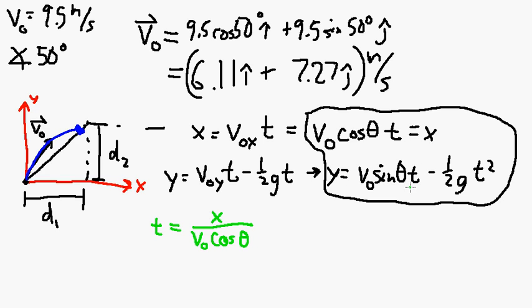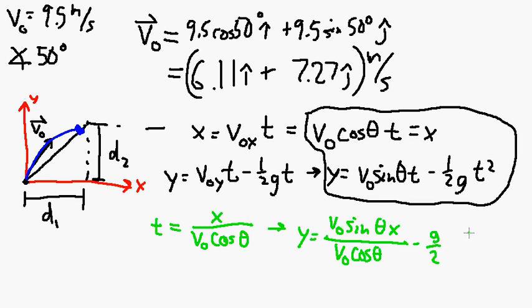And then you can plug that t into here, right? So this t and this t squared, you can plug into y. So then you get y equals v naught sine theta times x over v naught cosine theta, minus g over 2 times x squared over v naught squared cosine squared theta.